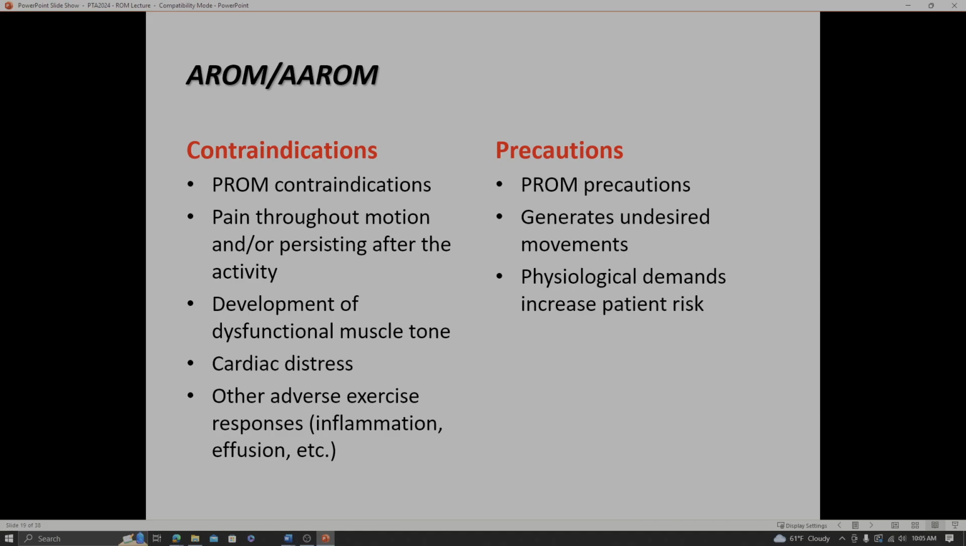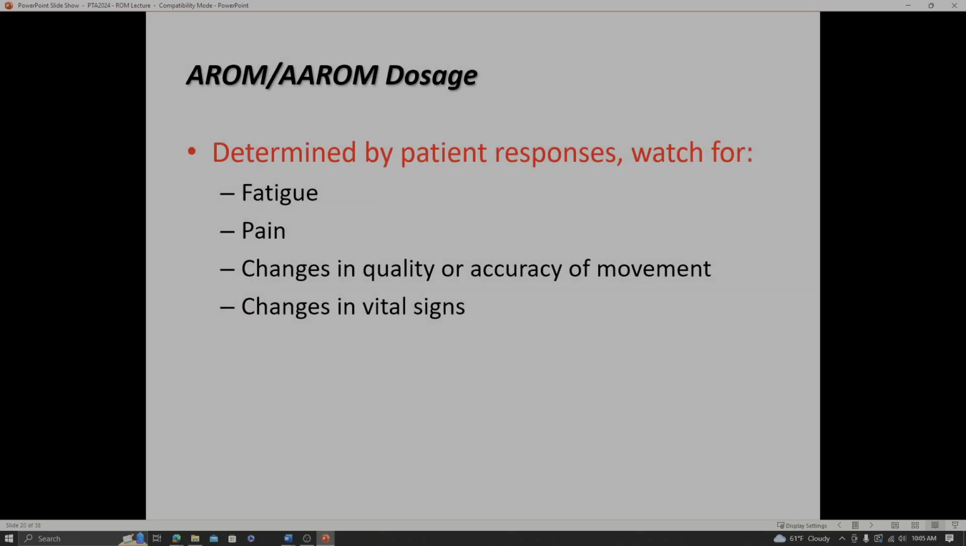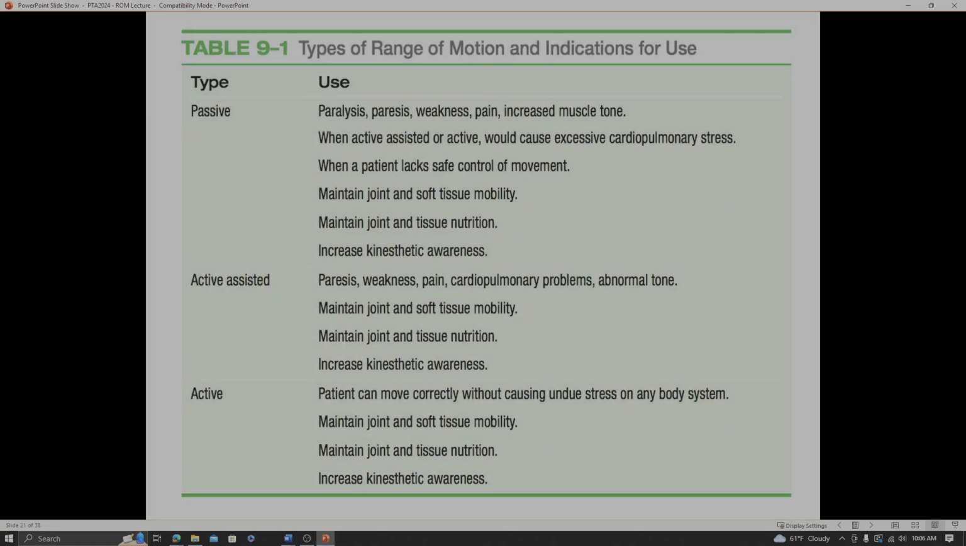So knowing the health history, being aware of what pathologies are going to respond what kind of way to introduction of active motion exercise, more or less. Okay, determined by patient response. So obviously we're working somewhat actively. You've got to look at fatigue, pain, and the quality or the accuracy of the movement. This has to do with sort of cheating, right? Are they compensating? Are they having a pretty good concentric component to the movement, but then when they go to eccentrically lower, they just drop it? There's no control, things like that. Vital signs, right? And then we're also just keeping tabs on the general systemic health and well-being of the patient through the vital signs.